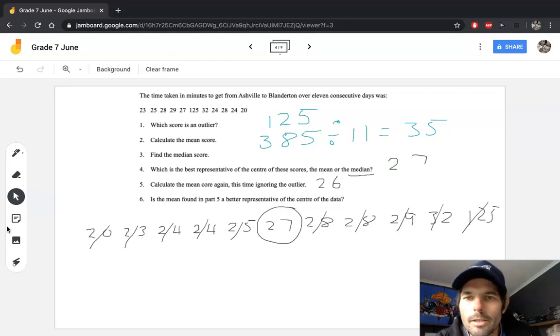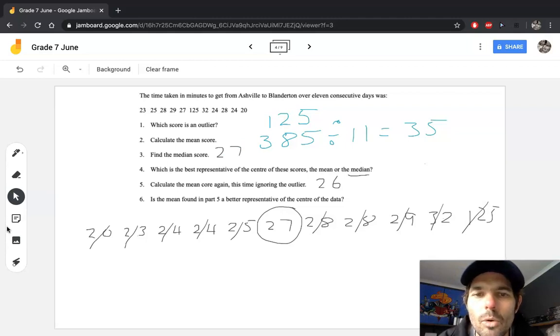Then they ask us, in question 4, which, let me just put 27 in there. Question 4, which is the best representative of the center of these scores, the mean or the median? And remember we said that because there was an outlier, the best measure of central tendency to use when there's an outlier is indeed your median. Okay.